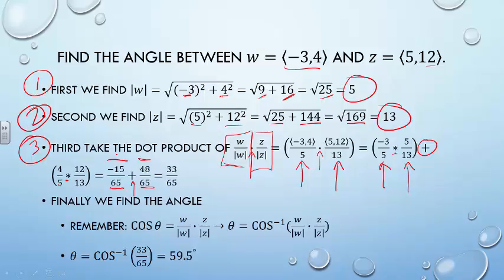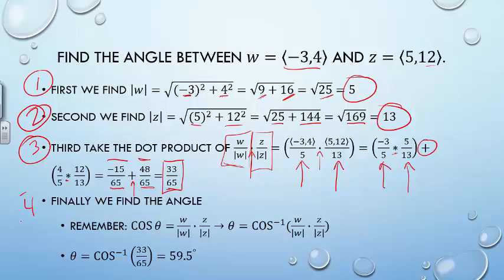Now we're adding two fractions. We have to make sure we have a common denominator, which we do. It's 65. Denominator does not change when we're adding. And we just add the two top components, the things in the numerator of each fraction, which is +48 and -15. And that gives us 33. So the dot product of w over magnitude w and z over magnitude z is 33/65.